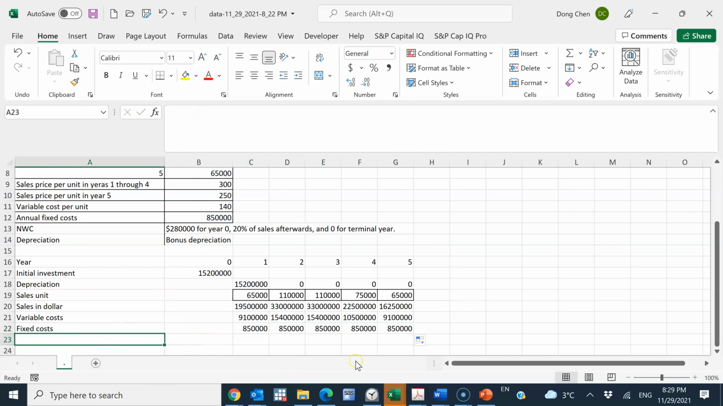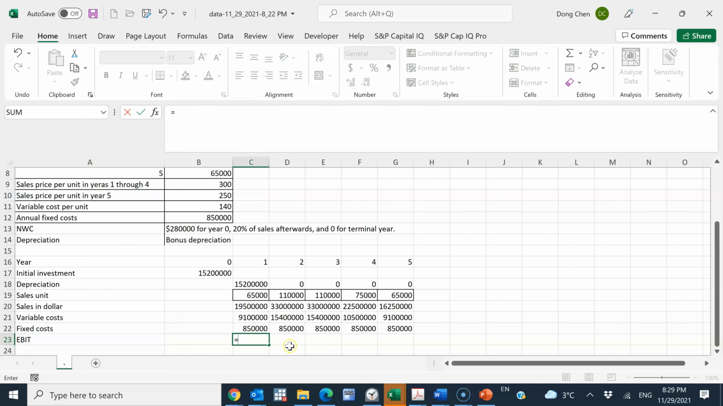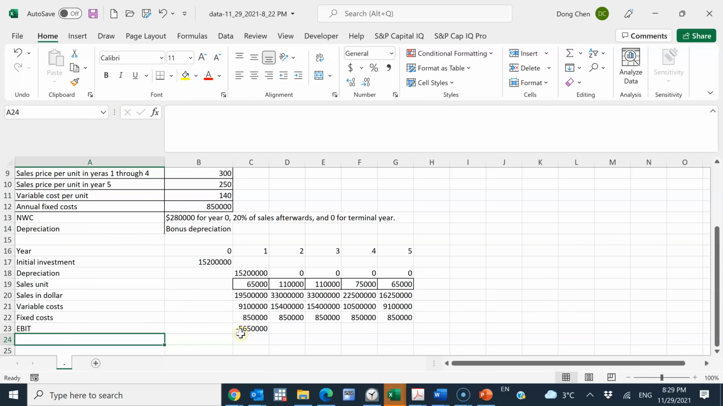And together with the depreciation, now I can calculate EBIT. So EBIT basically is the sales minus the variable costs and minus the fixed costs and minus the depreciation. So you can notice that for the first year, this is negative. And the reason for that is because we have a very large depreciation expense for that year. And this is due to the bonus depreciation method we used.